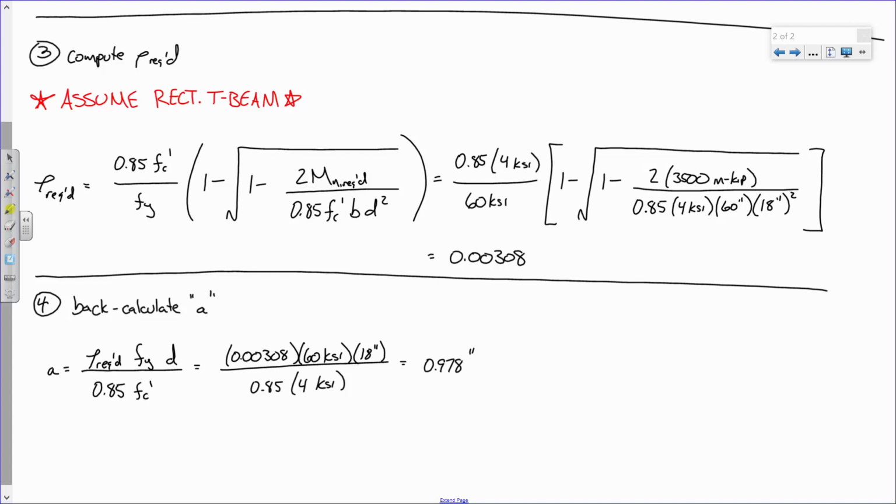Okay, now, what does that mean? So, step 3, we assumed that this was a rectangular T-beam. Was that assumption accurate? Yeah, it was. This is a rectangular T-beam. So what we can say is the assumption was valid. In other words, A is less than or equal to HF. So it's a rectangular T-beam.